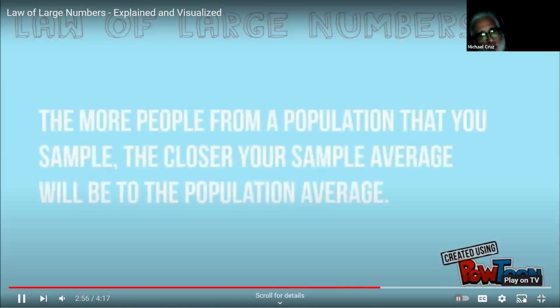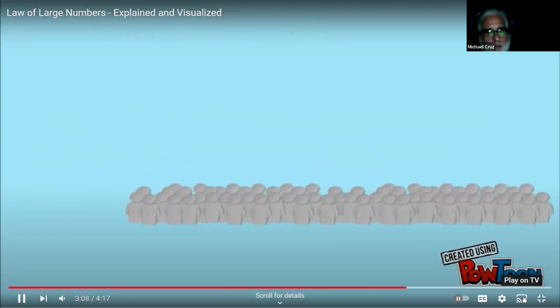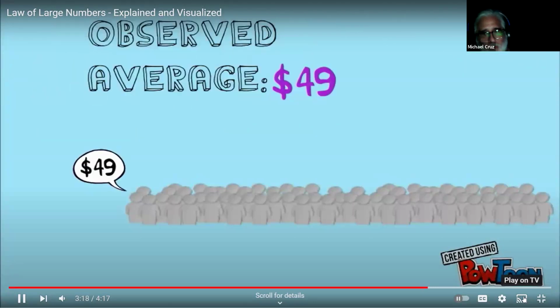Another version of the law of large numbers explains that the more people from a population that you sample, so the larger your sample size, assuming your sample is free from bias, the closer your sample average will be to the population average. Let's say you have a group of 100 people. Each has some number of dollars in their wallet. We ask one person how much money she has in her wallet, we'll get our first observation, $49, which might be pretty far from the average of the group.